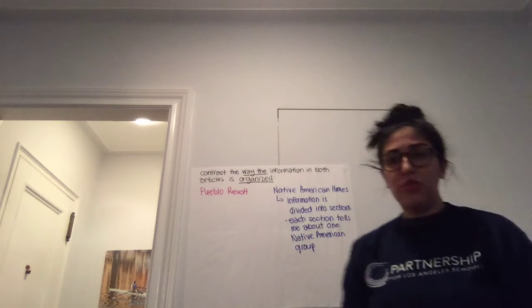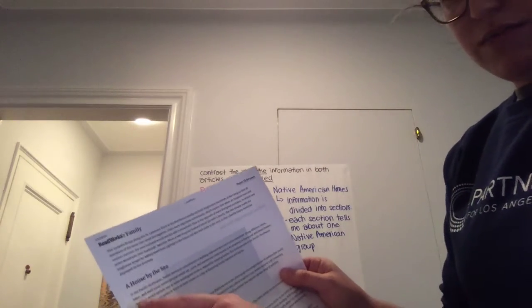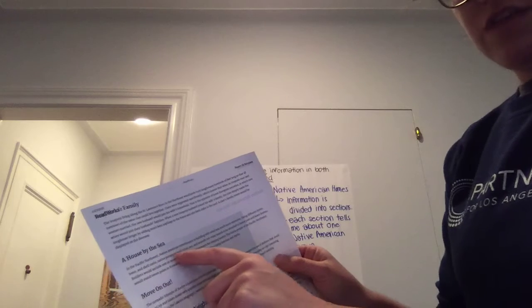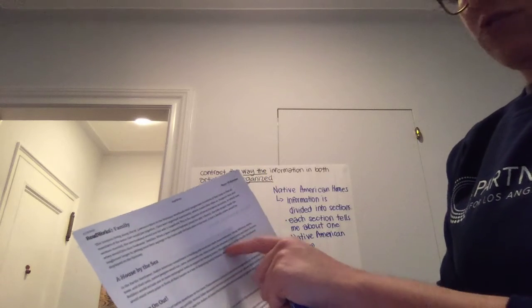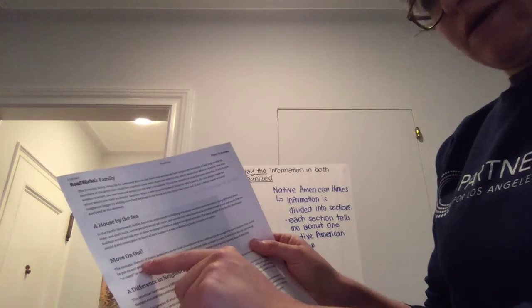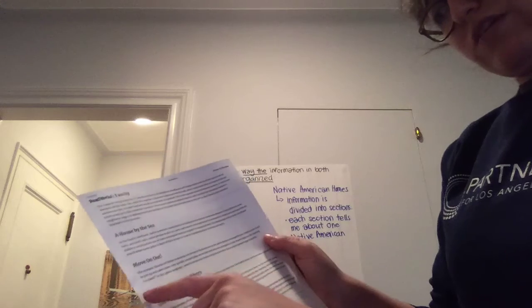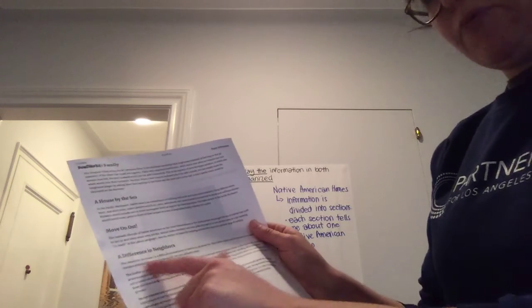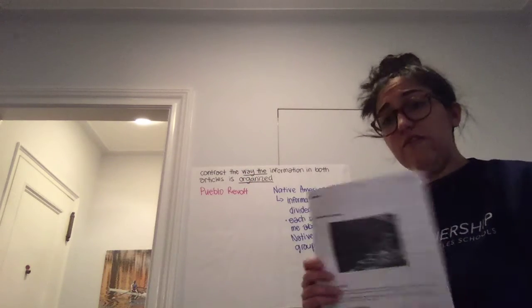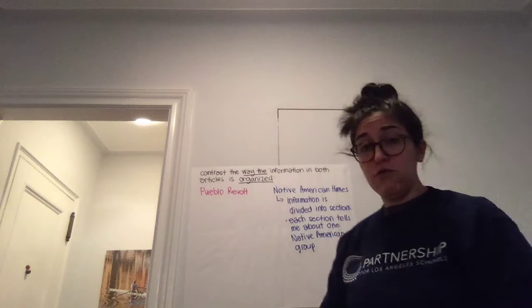So this article has sections, and if I look, this one is called A House by the Sea, and it's talking about the Haida people in the Pacific Northwest. This one's called Move On Out, and it tells me about the nomadic lifestyle of the Lakota people. This one is called A Difference in Neighbors, and it tells me about the Pueblo peoples. So this one is divided based on information. It's grouped based on different Native American groups.